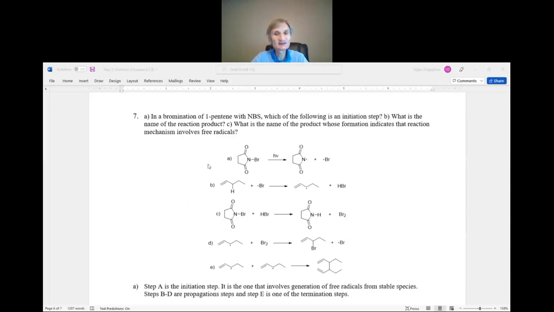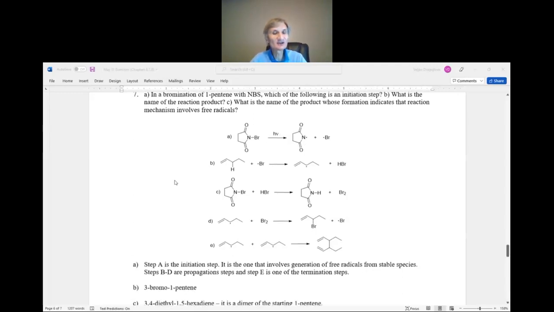So we start with a stable species, and that stable species, under some influence like heat or light, h nu indicates light, capital Greek letter delta indicates heat, forms free radicals, species with unpaired electrons. So formation of free radicals from a stable species is an initiation step. And this is the only one where free radicals are formed from something stable. So A is the initiation step.